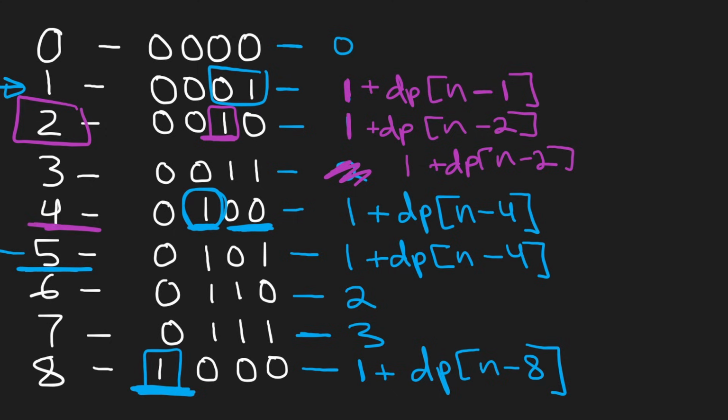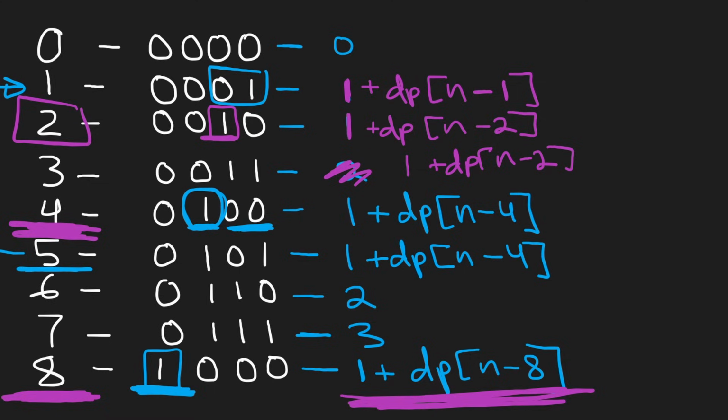Now, once you get here, we see that we've reached a new power of 2. So then we're going to be modifying this to 1 plus dp of n minus 4. And then, of course, when we got to 8, we know we reached a new power of 2, so we were going to do 1 plus dp of n minus 8.